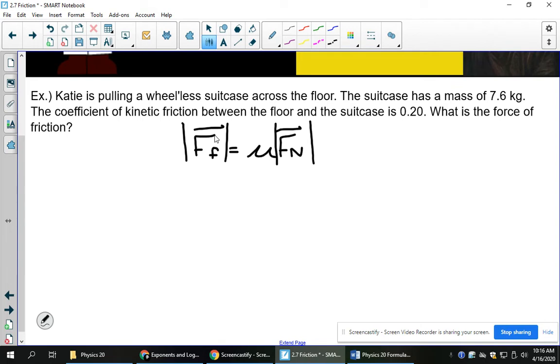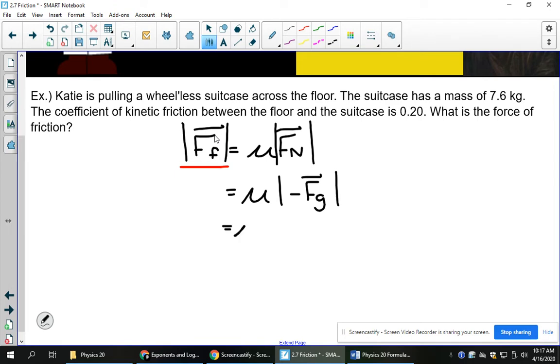So in this example, Katie is pulling a wheelless suitcase across the floor. The suitcase has a mass of 7.6 kilograms. The coefficient of kinetic friction between the floor and the suitcase is 0.20. What is the force of friction? So we're trying to solve in this question force friction. That means that we must have information for mu, the coefficient of kinetic friction because the suitcase is moving, and Fn. Now Fn, remember, is the opposite of force gravity on horizontal surfaces, which this is.